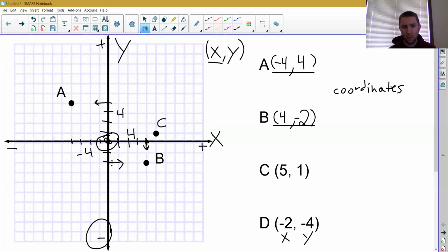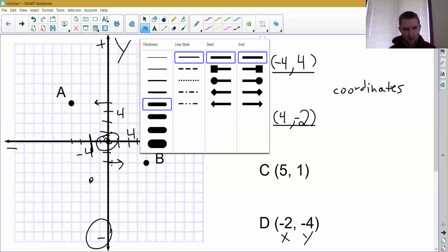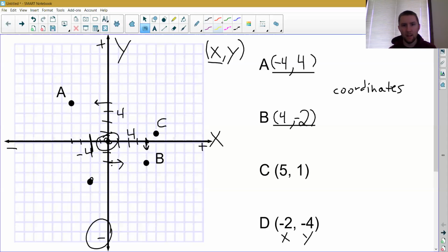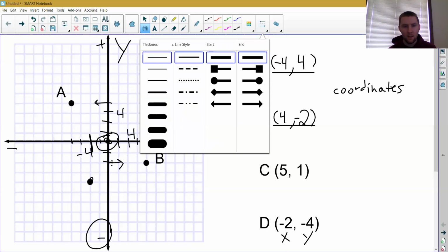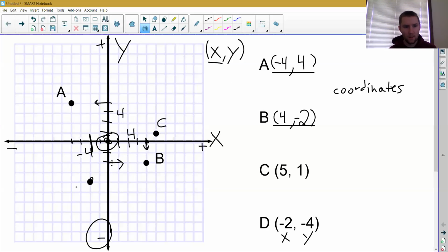It says to go left by 2, -2, 1, 2. So that's right here. And then it says to go down by 4, -4. 1, 2, 3, 4. So I end up right about there. Okay, so I'm going to get myself a better coordinate point here. Plop it right there. And that guy is point D. He is to the left by 2 and down by 4. Okay, that's point D. To the left by 2, down by 4, negative for both x and y.